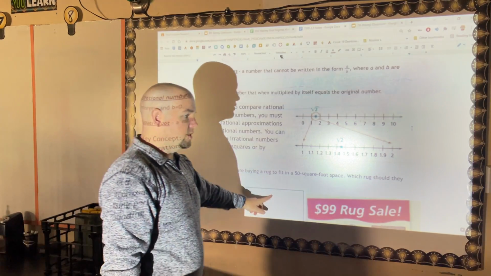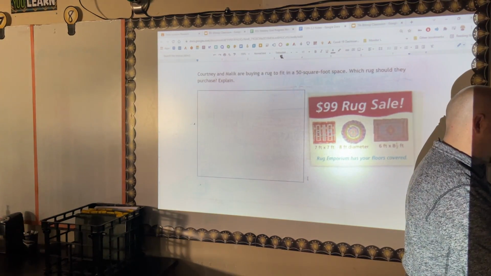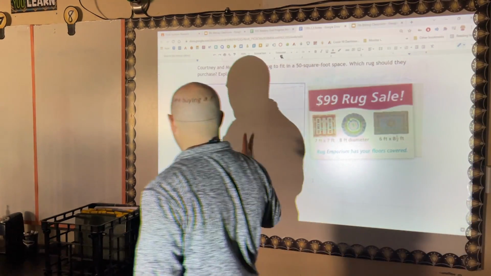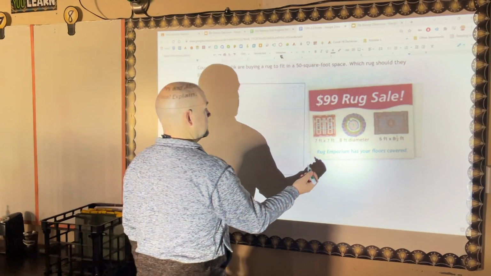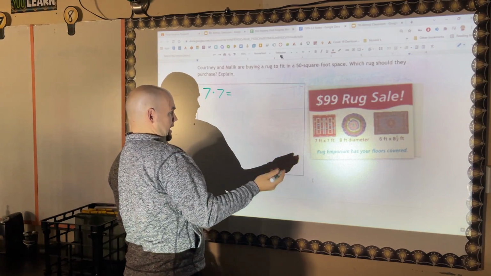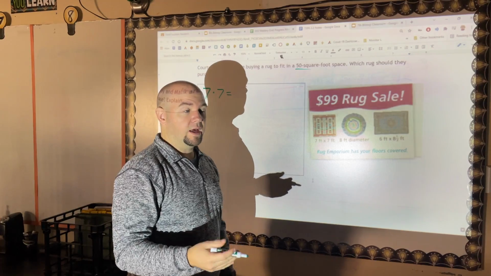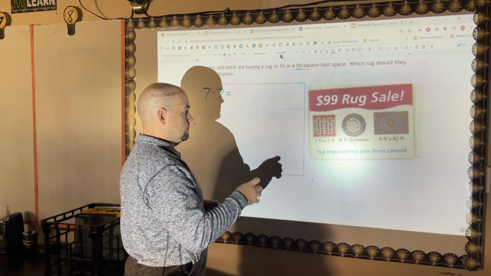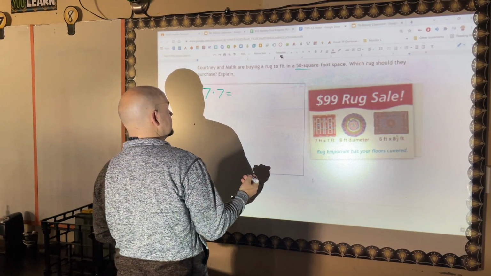All right, so let's look at a rug sale that's going on. Courtney and Malik are buying a rug to fit a 50 square foot space. Which rug should they buy? They've got 3 options. Option number 1 is 7 by 7. We're going to complete this operation and see how many square feet it takes up. They need to go with 50. If we go over it, the rug won't fit. If we go under it, the rug will fit. We want to get as close to 50 and stay under, kind of like The Price Is Right.